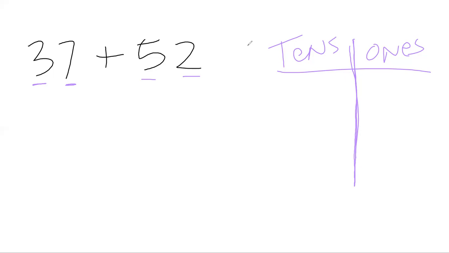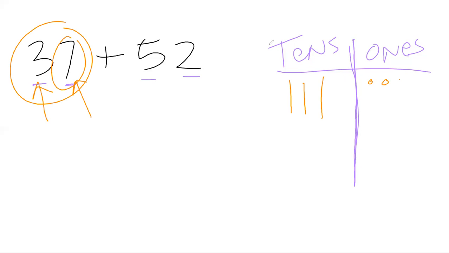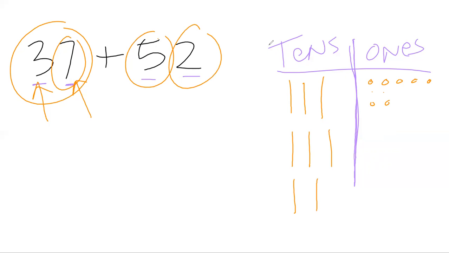Let's go ahead and model our first number, 37. In the tens place, there are 3: 1, 2, 3 tens, or 10, 20, 30. And then we have 7 ones: 1, 2, 3, 4, 5, 6, 7. Sometimes I try to make a row of 5 to help me group, because I can count by 5s. And then we have 5 tens: 1, 2, 3, 4, 5, and 2 ones: 1, 2.